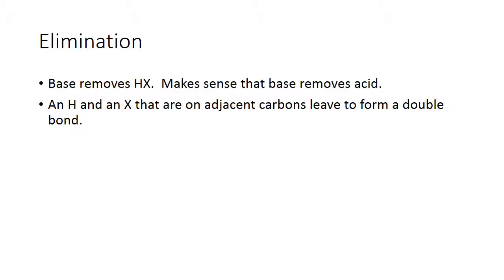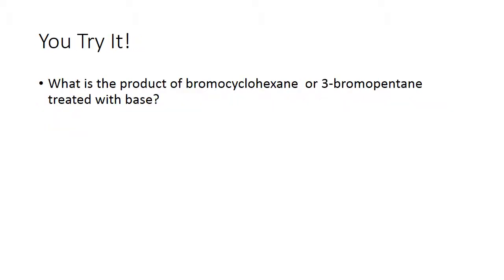And it really makes a lot of sense because the base is removing a hydrohalic acid, and we have already seen that it forms a double bond. So you can already do this probably relatively easily. Bromocyclohexane, when treated with a base, will give you what product? And 3-bromopentane, when treated with a base, will give you what product? Here, you have to figure out the structure of the halogen and then treat it with base to form the product.